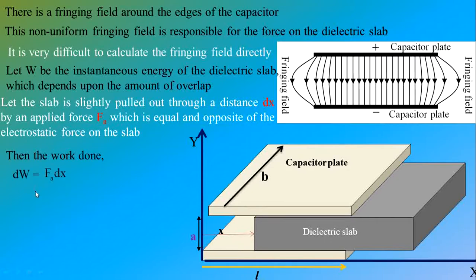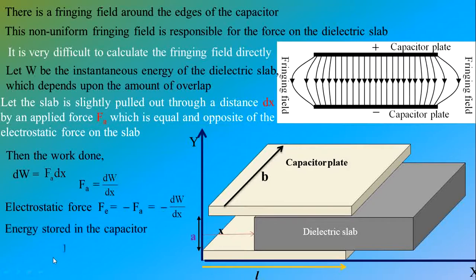So the work done is dW, which is equal to Fa into dx, and Fa is equal to dW by dx. This electrostatic force Fe is equal to minus of this Fa. Fa is the applied force which we applied. So this applied force is equal and opposite to the electrostatic force. So we will mainly concentrate on the electrostatic force. So this is minus dW by dx.